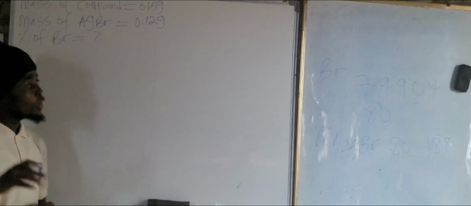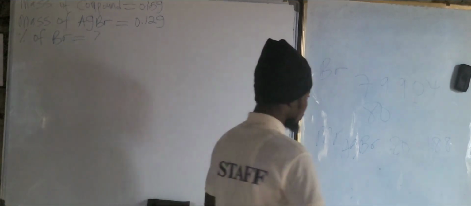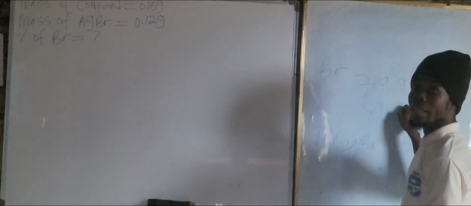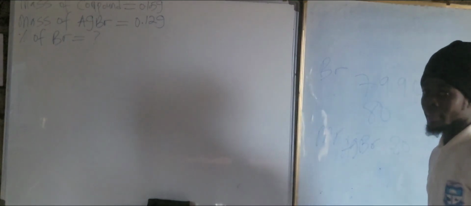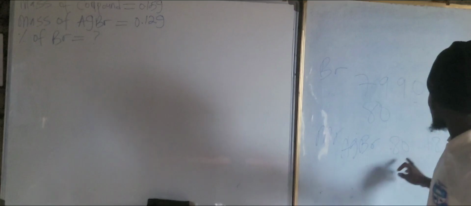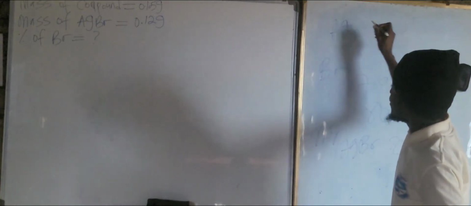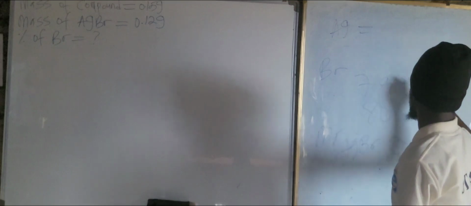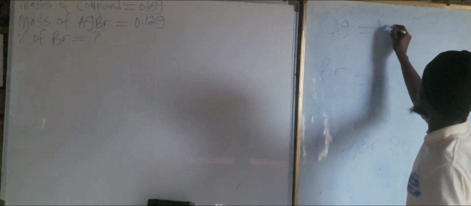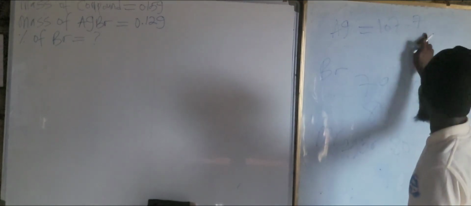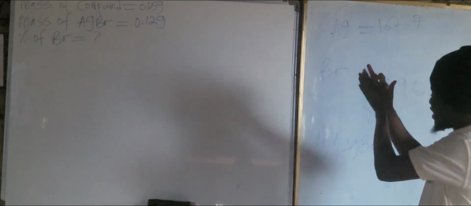But you must know that I have always given this one to you. The molar mass of bromine here is what? 79.904, right? Always. That's fixed, okay? And for silver, the atomic mass here is equal to what? 107.7, right? Yes, sir. Now, when you get this one, then you add these two together.